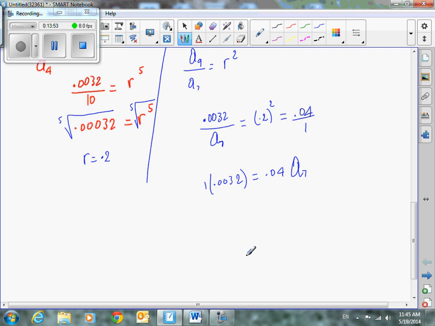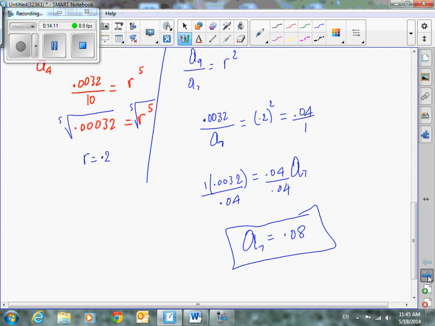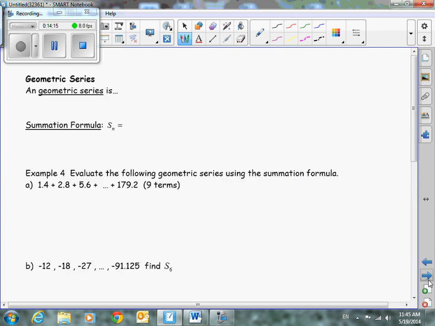How do we get A7 alone? Divide by 0.04. And what is the final value of A7? Point what? 0.08. I trust you on this. Any question? No? Let's move on to something else.